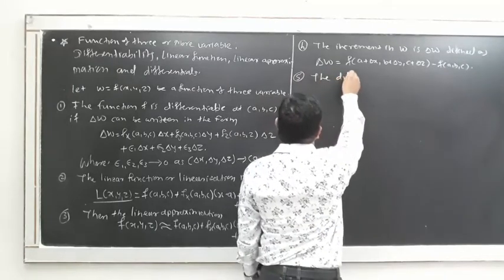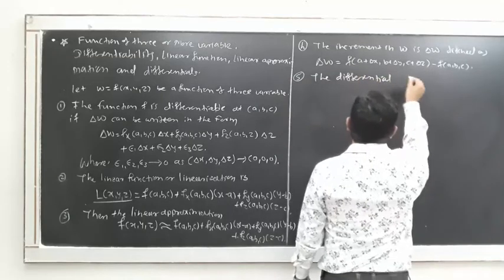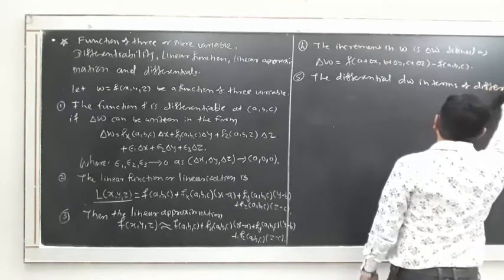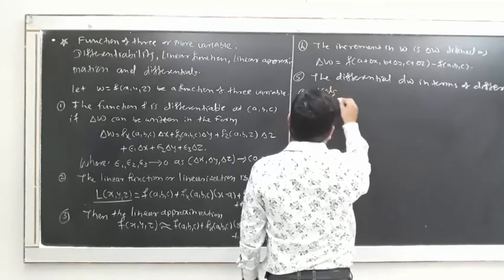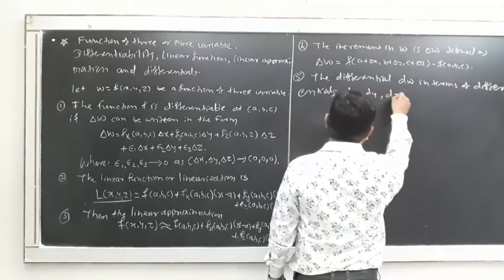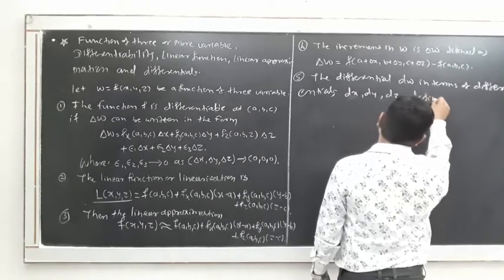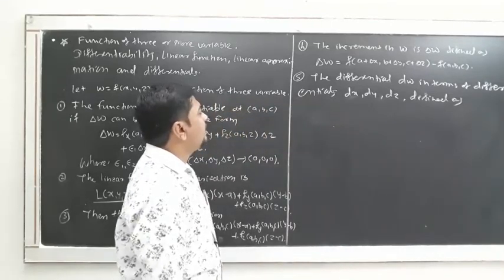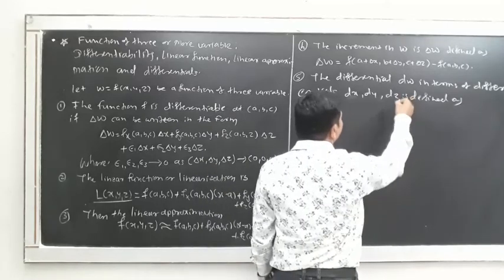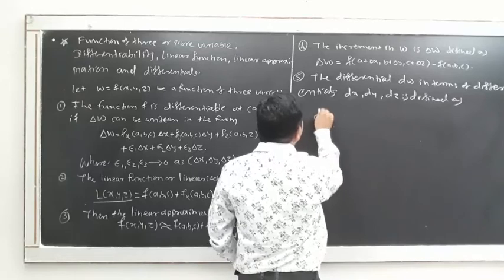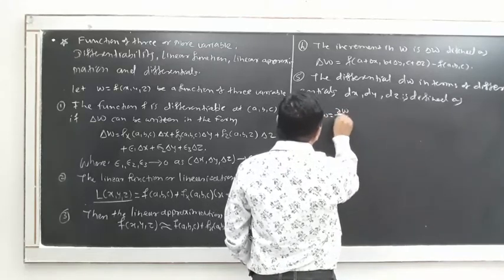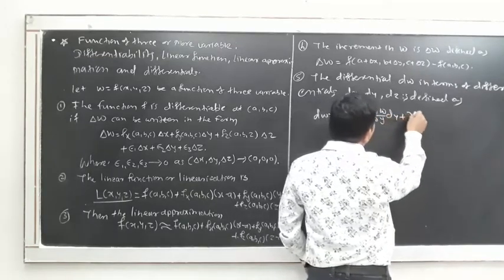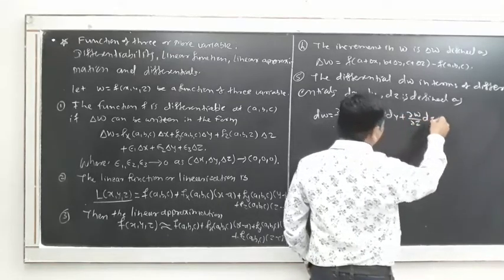And then the differential dw in terms of differentials dx, dy, dz is defined as dw equals partial w by partial x dx plus partial w by partial y dy plus partial w by partial z dz.